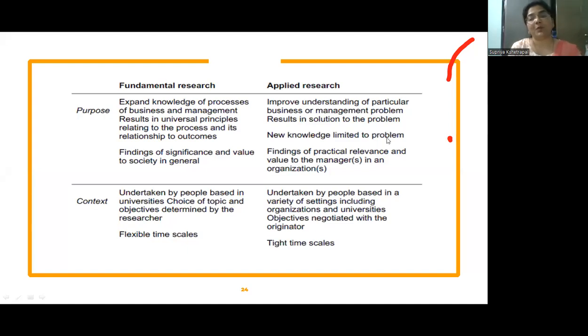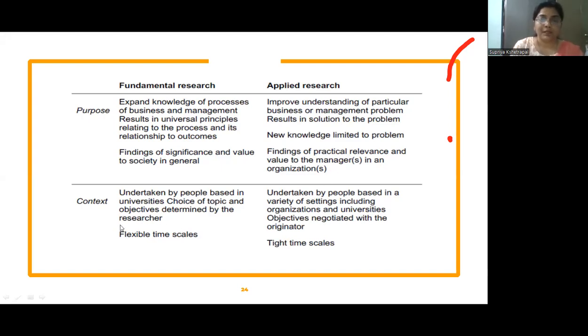Now the problem we have is that the efficiency of that machine is low, due to which its energy consumption is high. So whatever we do to solve that problem, that will be a new knowledge, but it is restricted to that problem only, whereas in fundamental it is in general. So the findings have certain significance and value to that society, right? So here the findings have practical relevance and value to the managers and the organization. So this will remain related to that particular topic, to the problem.